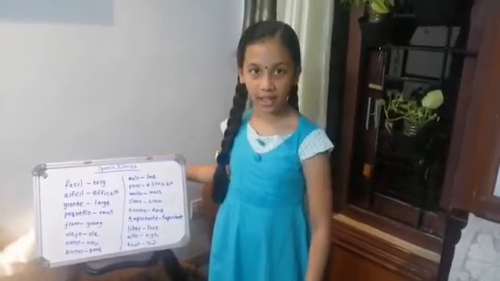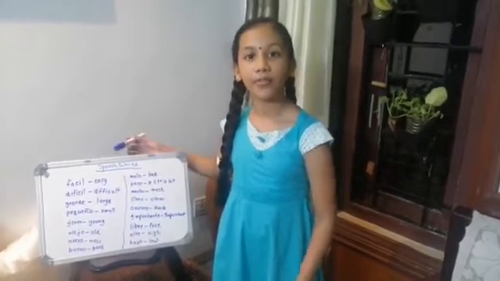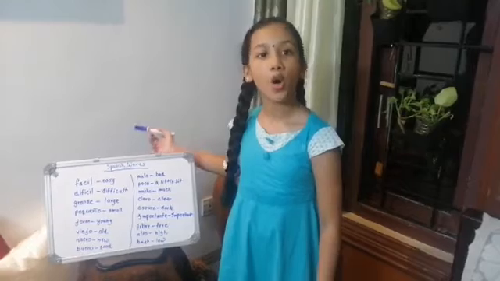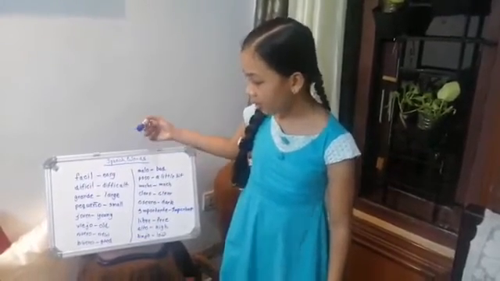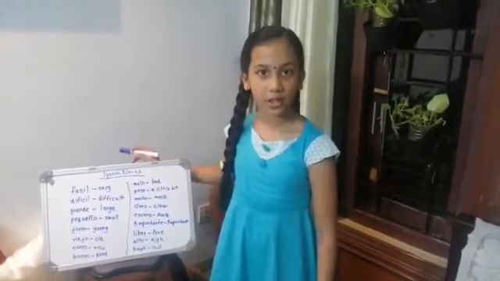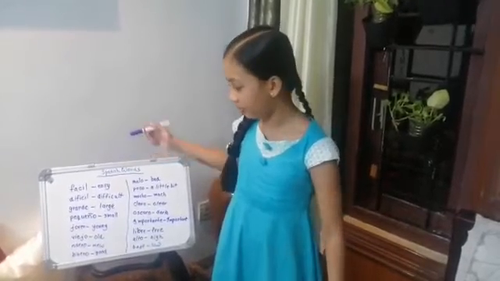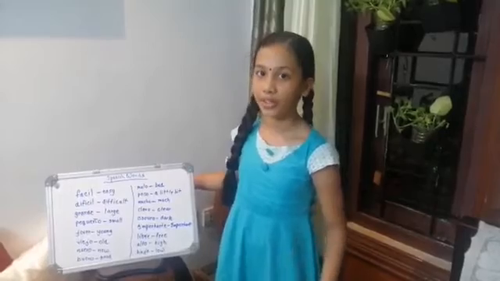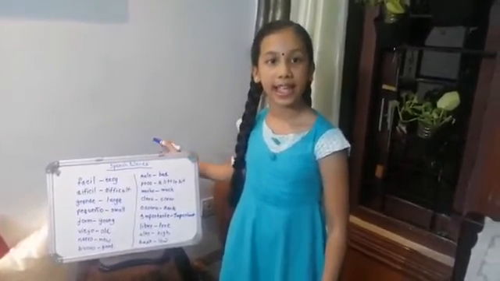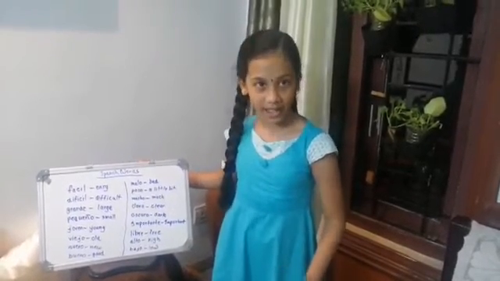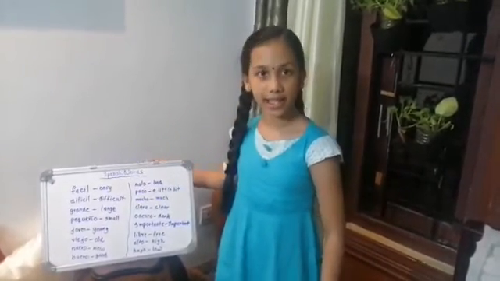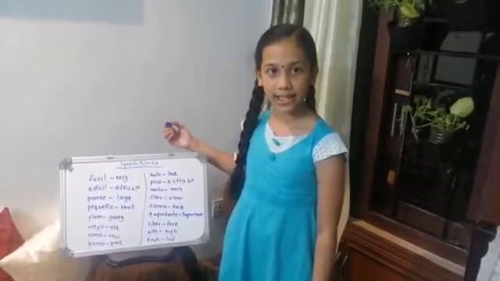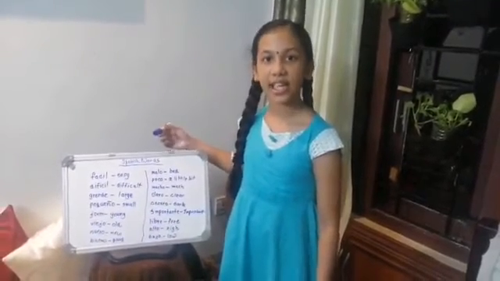So joven, it means young. Este chico es joven, this boy is very young. Viejo, it means old. Ella es vieja, she is old. Nuevo, which means new. Este vestido es nuevo, this dress is new. Bueno, which means good. Esta foto es buena, this photo is good. Malo, which means bad. Este clima es muy malo, this weather is very bad. Poco, it means a little bit. La comida es poco, the food here is very little.